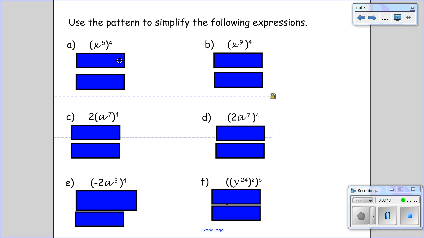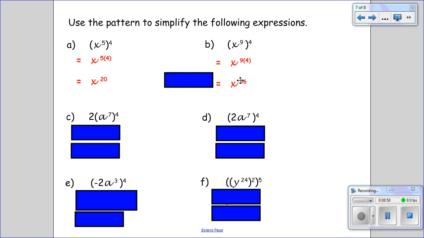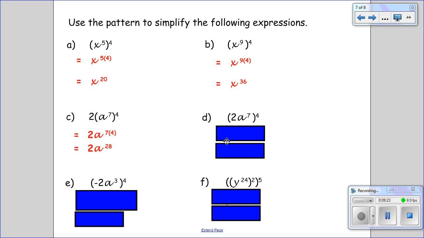So if we look at part A here, x to the 5 to the 4th, we multiply the exponents to get x to the 20. X to the 9 to the 4, again, multiply the exponents to get x to the 36. Now, part C, D, and E are all very similar. Pause the video and look for differences before you move on. In part C, the exponent 4 is only on the power in the bracket, so the 2 gets left alone, and we multiply the exponents to get 2a to the 28.